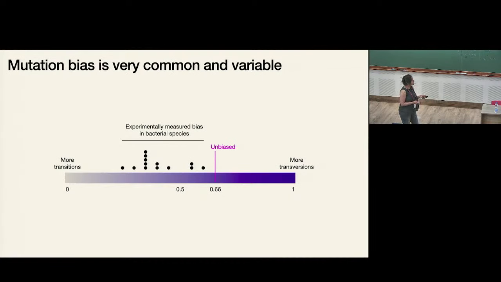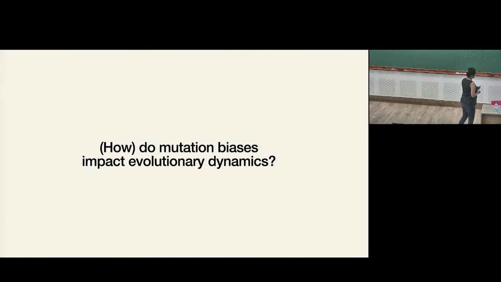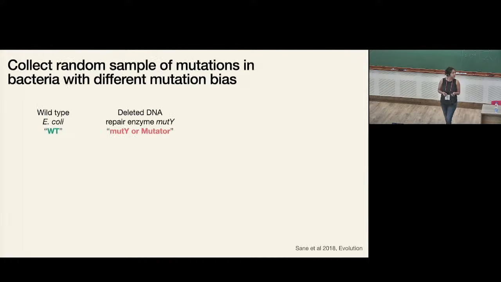The fact that there is such variation across species suggests that across phylogeny, right, across lineages over time, some species move from here to here or here to here and so on. Why do they move? How does that happen? Does it happen under selection or is it drift? And so we wanted to address these kinds of questions. So we wanted to ask, how do mutation biases impact evolutionary dynamics?